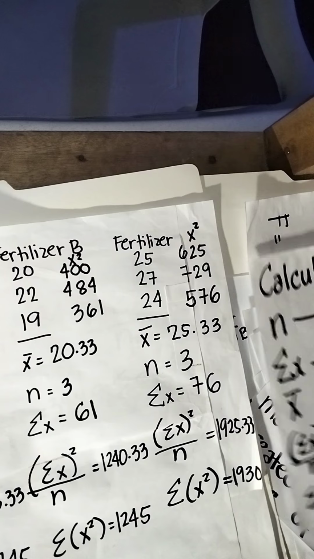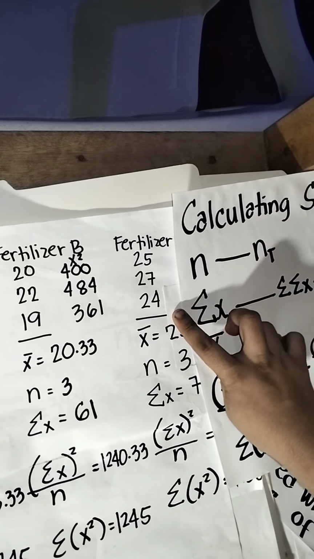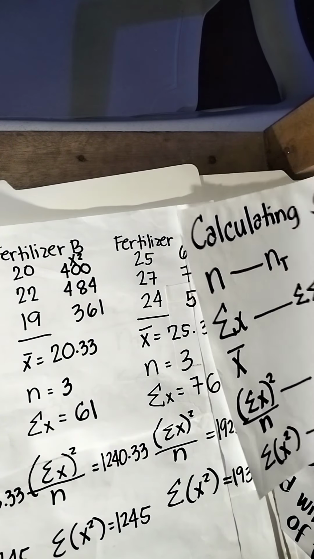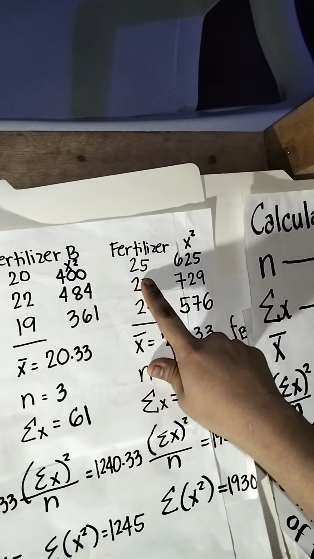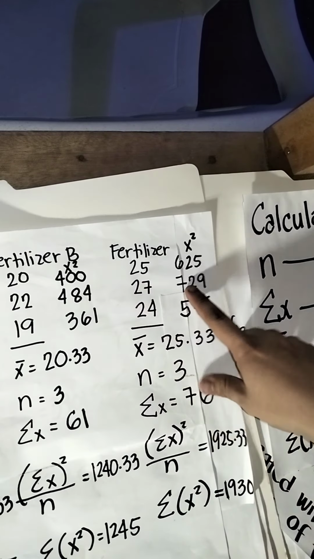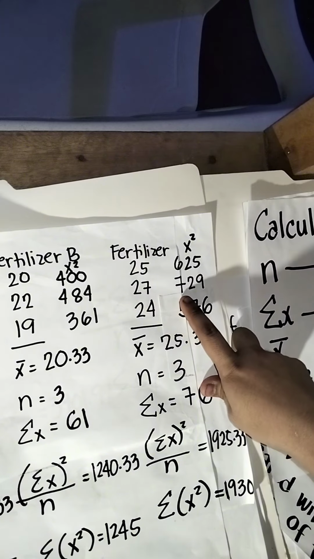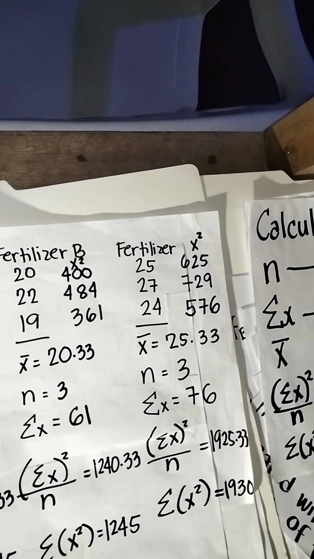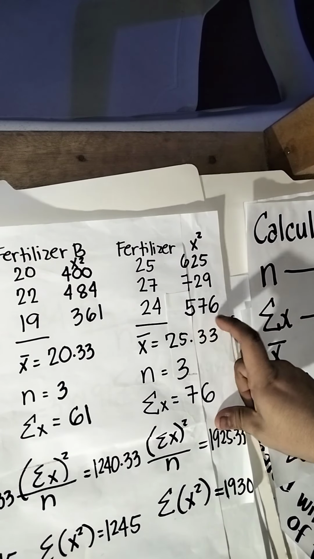And we also get the summation of x squared. So, in our case, the given data is 25, 27, and 24. In order for us to get the x squared, we need to square our x. So we square 25, and it turns out to be 625. We square 27, and it turns out to be 729. We square 24, and it turns out to be 576.